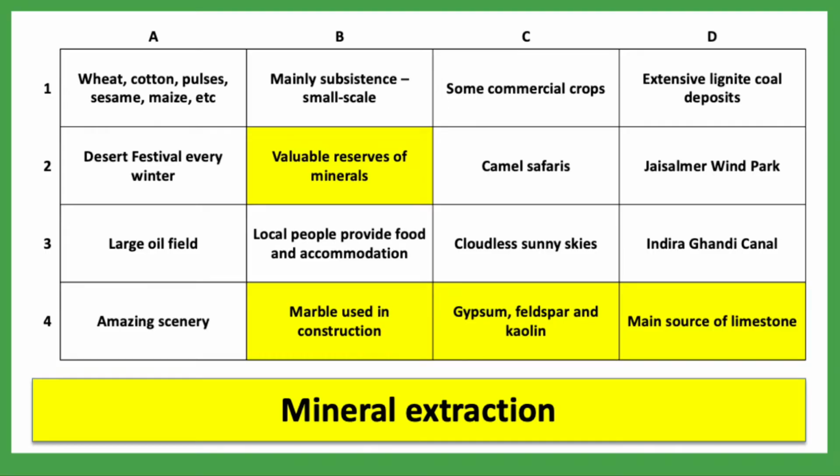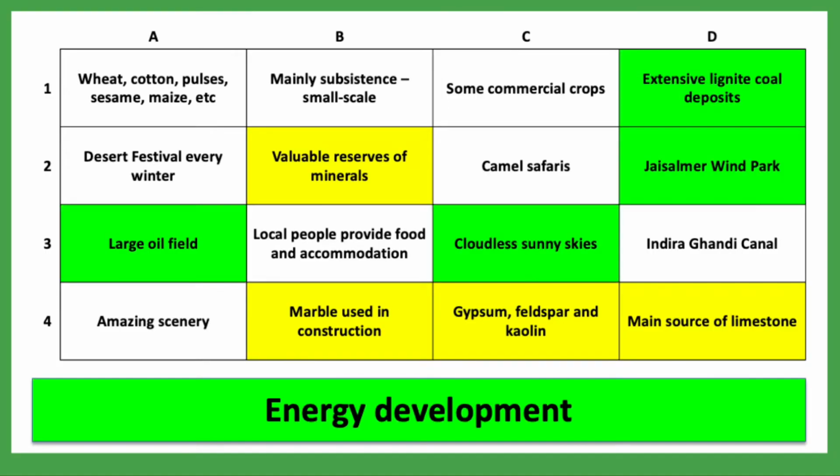Have you spotted the next 4? So let's have a look. You've got the fact there is a large oil field, so deserts tend to have quite a lot of oil underneath. There are cloudless sunny skies, which makes it really good for solar power. You've got the Jaisalmer Wind Park, which is a really, really large wind park.